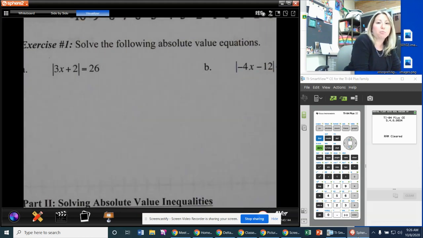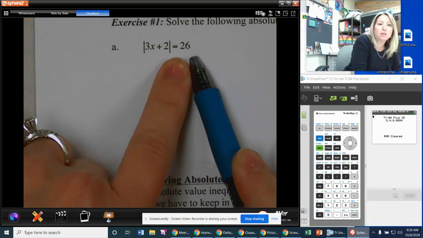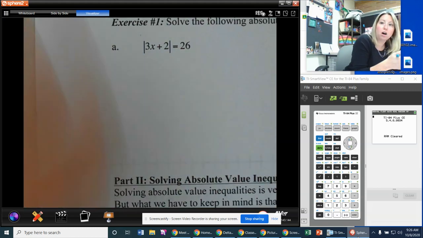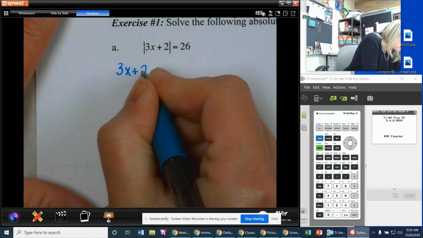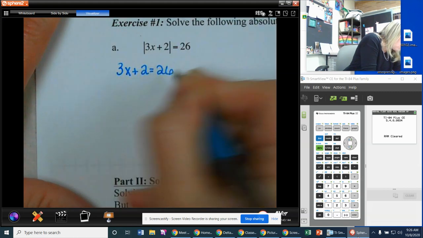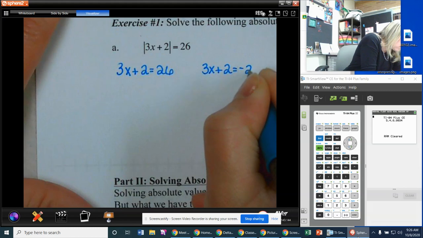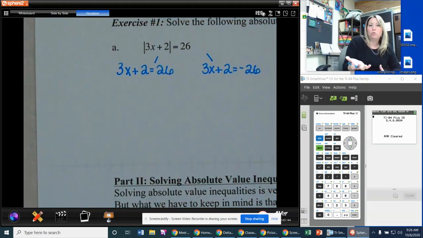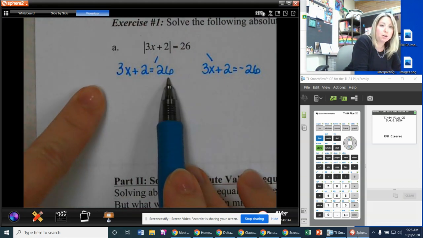what's inside the absolute value bars could either be a positive 26 or a negative 26, which means this stuff that's got a variable in it could either be one of two things, a positive 26, or that stuff could be a negative 26. So really, in order to solve absolute value equations, you have two scenarios. Your first scenario is just drop the absolute value bars and bring down the number on the other side.